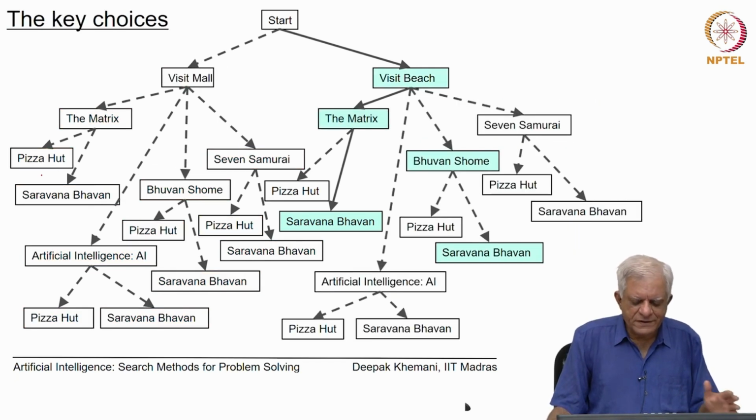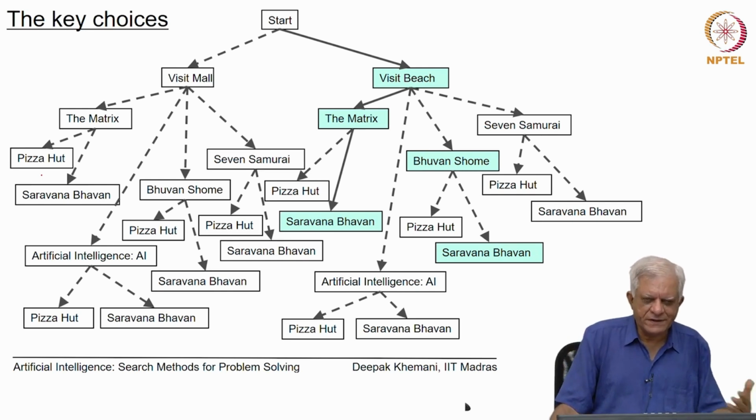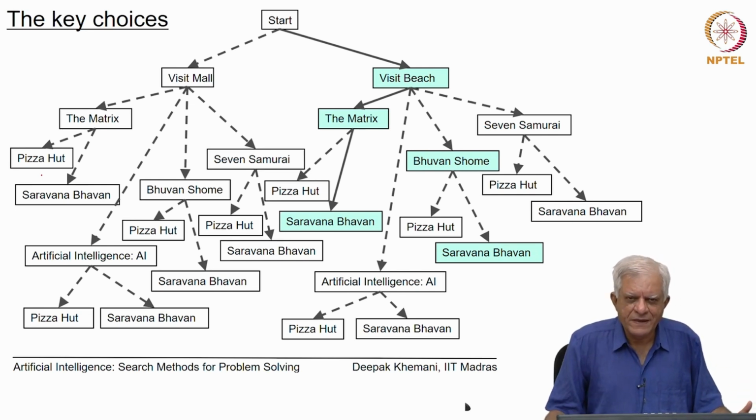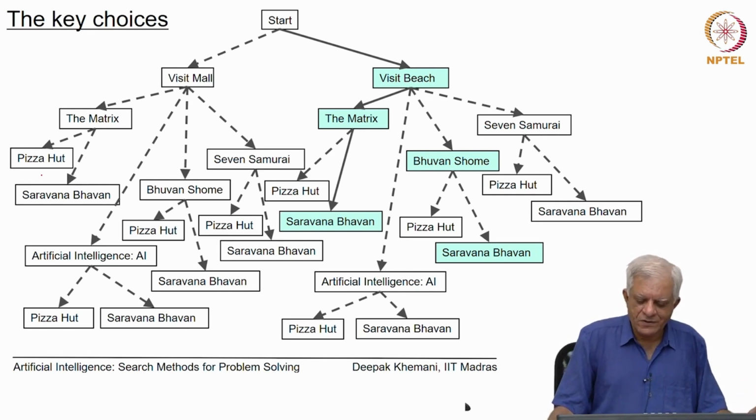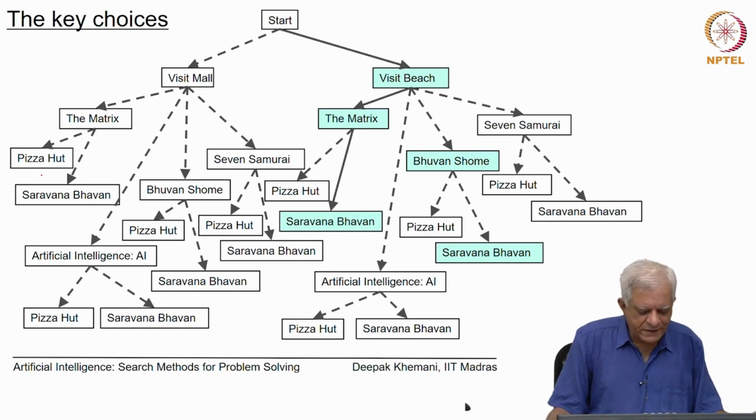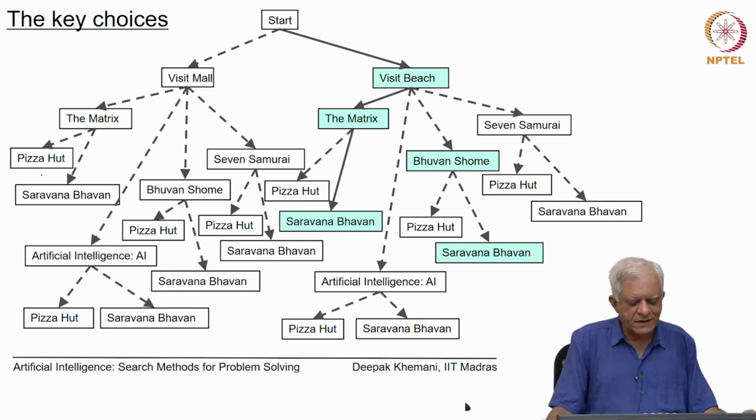If you were to look at the complete search tree of the options that were available to you, the options that in this small example we have are either go to the mall or go to the beach, and either eat in Pizza Hut or eat in Saravana Bhavan, or one of 4 films, the Matrix, Bhuvan Shom, 7 Samurai, and AI the film.